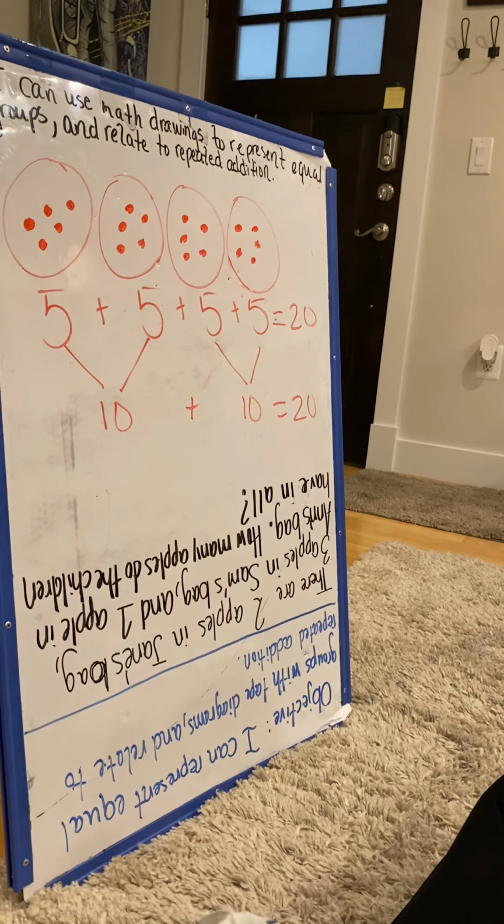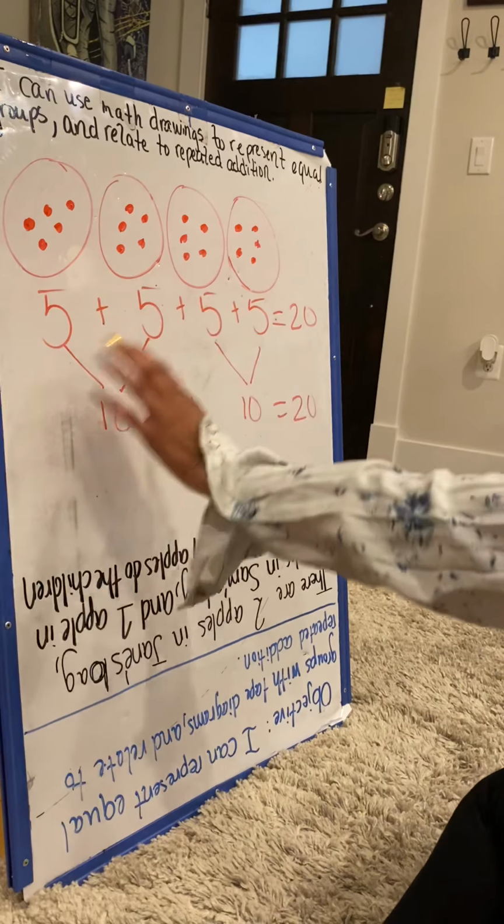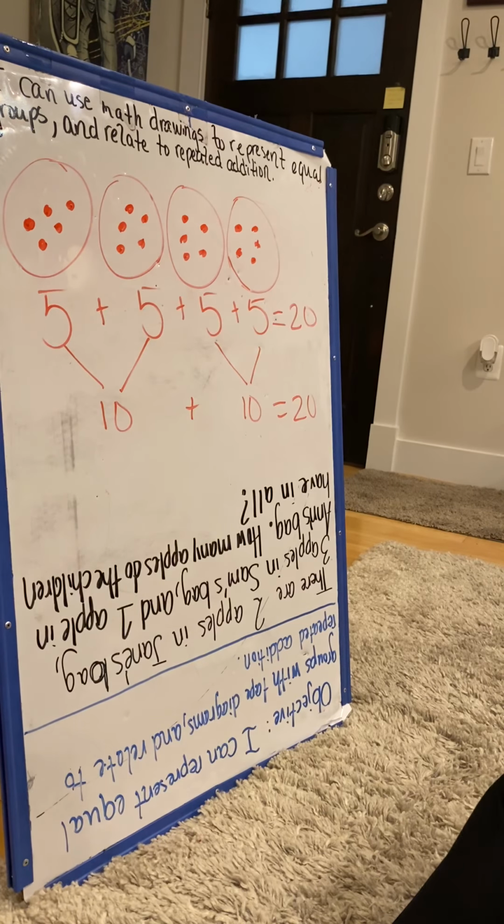So let's think about 4 groups of 5 and 2 groups of 10. How are they the same? How are 4 groups of 5 and 2 groups of 10 the same? Go ahead and tell someone in your house. Yep, they both equal 20. They're the same. You just grouped the circles differently. There are 2 5s in each group of 10. Very clever.